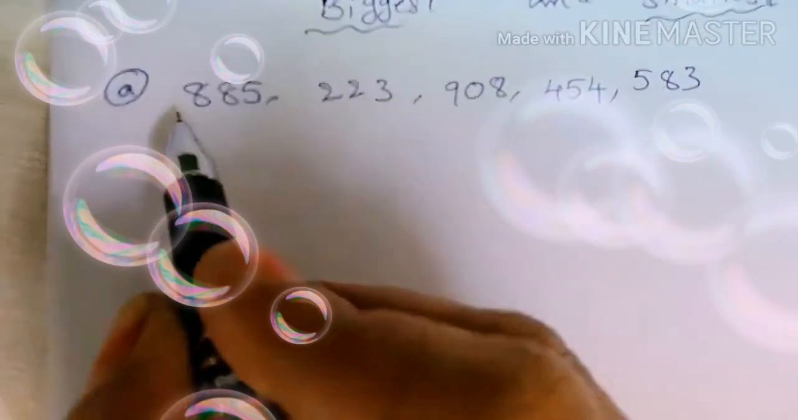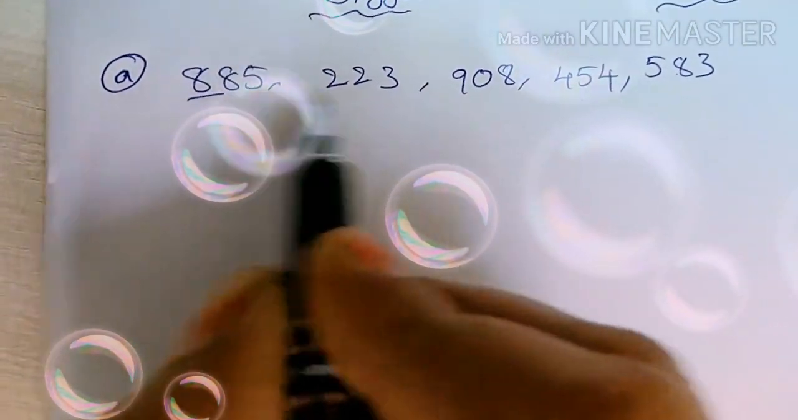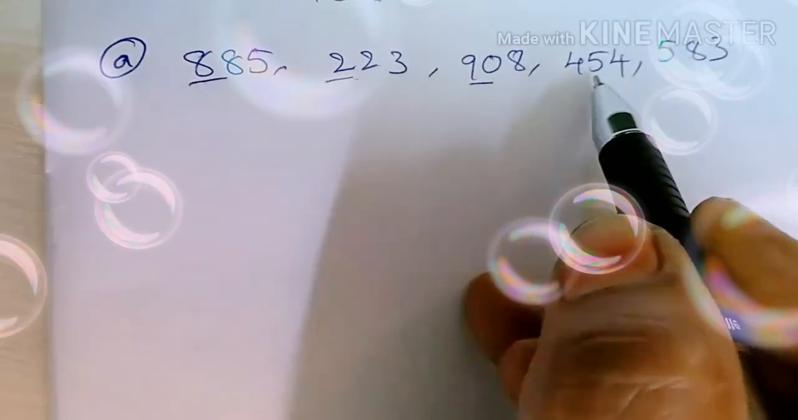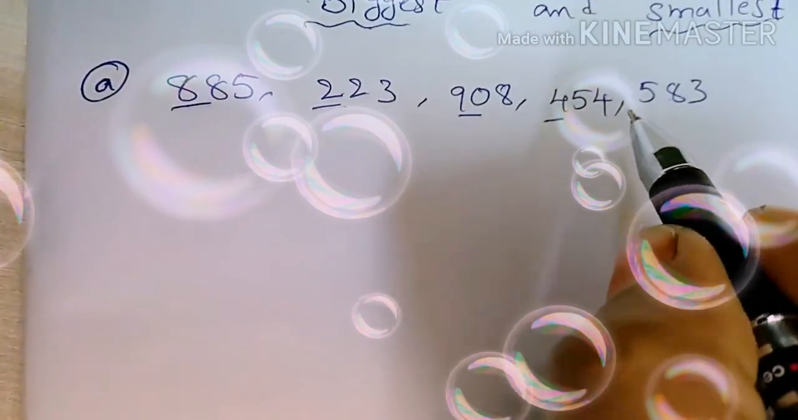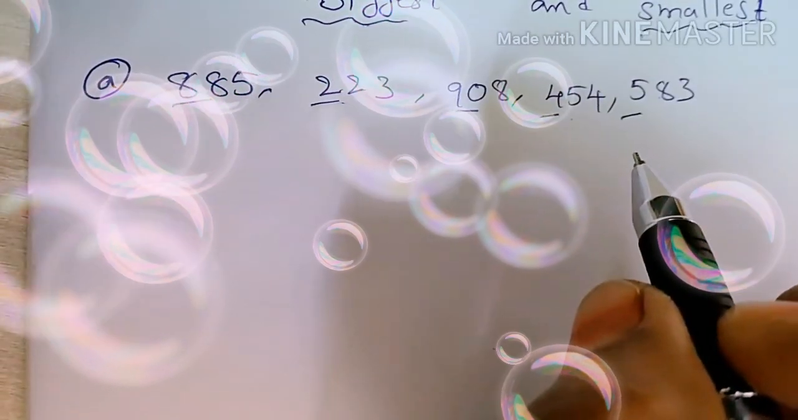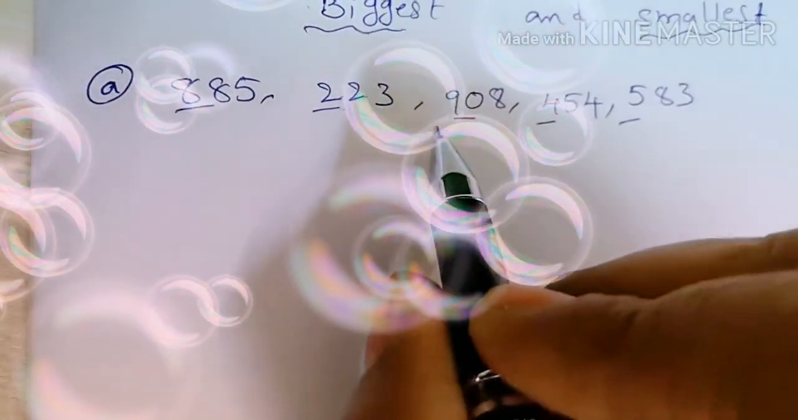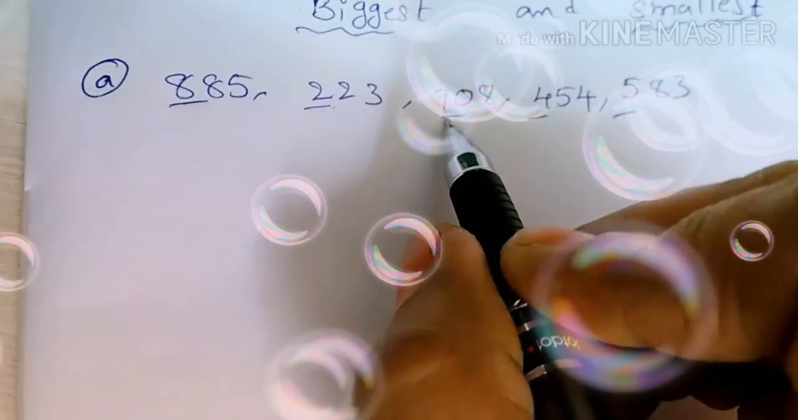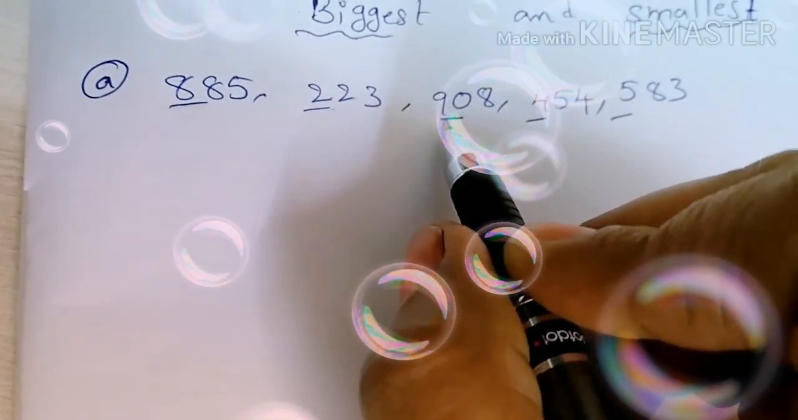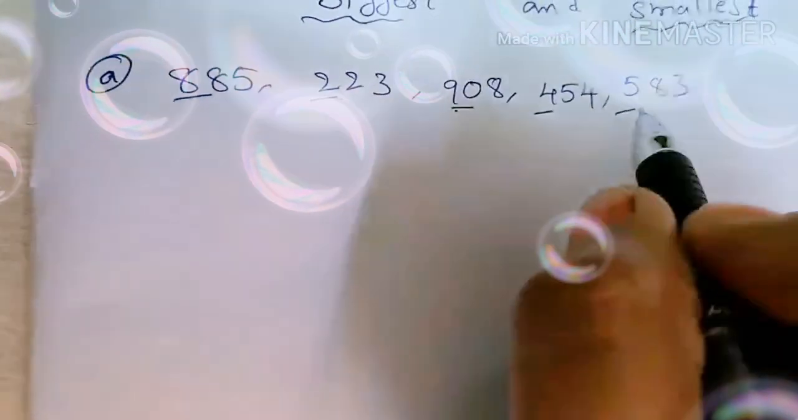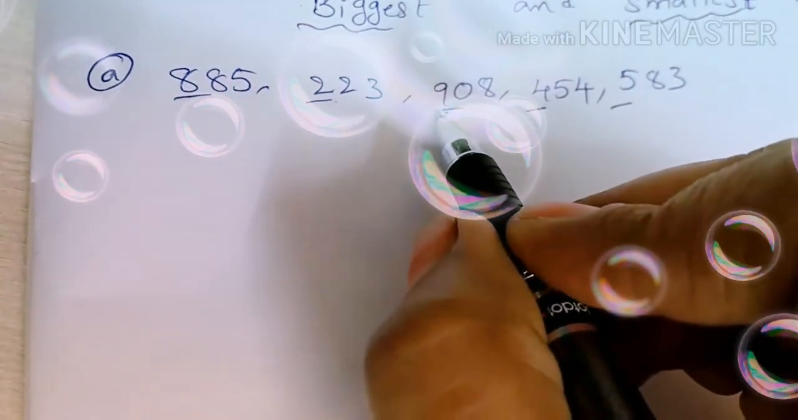Now see the hundreds place value. Here 800, here 200, here 900, now here 400, now in this 500. So here we can easily identify which is the highest place value. 9 is the highest number, meaning the biggest number. So 900s here. How many hundreds? 900s. So remaining all are 800, 200, 400, 500. So this is the 908.